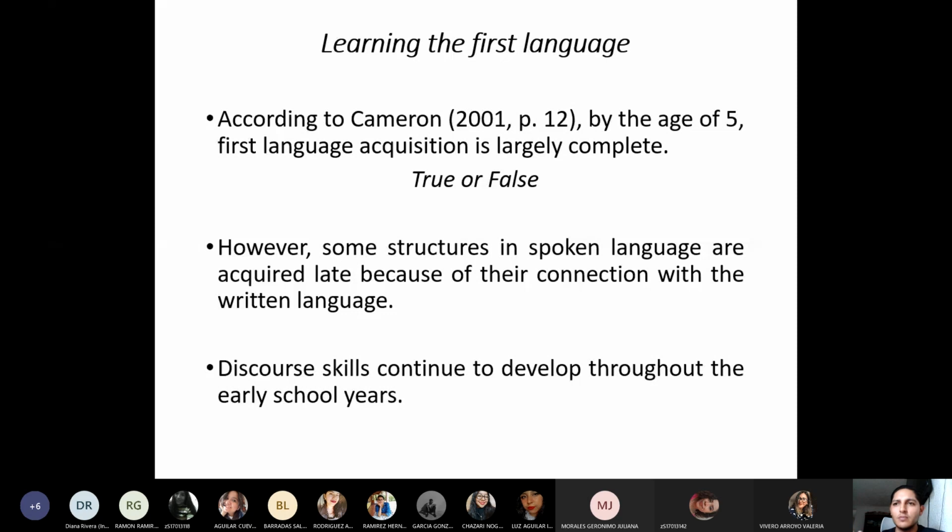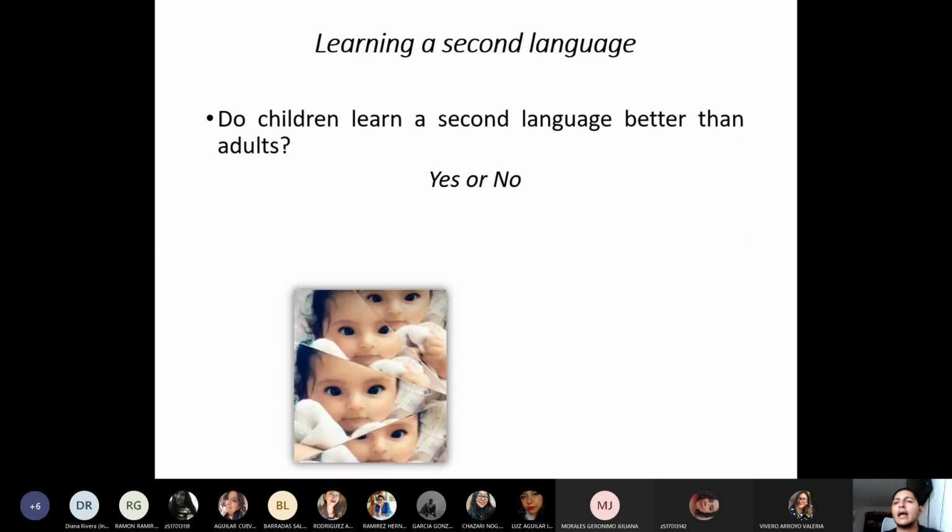It's a process that we need to be aware of in order to follow up. Another question for you, for your reflection, after designing your activities, your warm-up, and checking out the different theories, Piaget, Vygotsky, Bruner: do children learn a second language better than adults? Yes or no? What do you think?